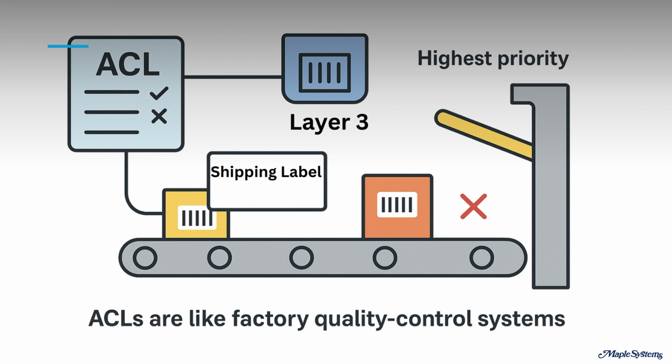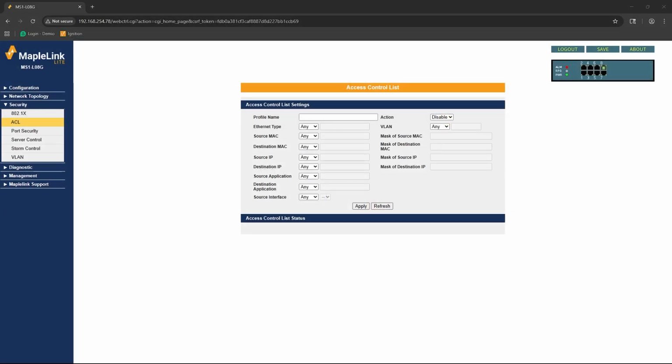For layer 3, the system looks at the shipping address and destination information printed on the package, so like an IP address. If the address matches a reject rule, the gate diverts it off the line or denies it. If a product matches multiple rules, the system applies the highest priority rule, again, to decide whether the package continues or is rejected. So in short, layer 3 ACLs act like a quality control system, just like layer 2, that makes decisions based on where the package is coming from and where it's going, not just what it looks like on the outside. Now in MapleLink Lite, go over to the security tab and then click ACL.